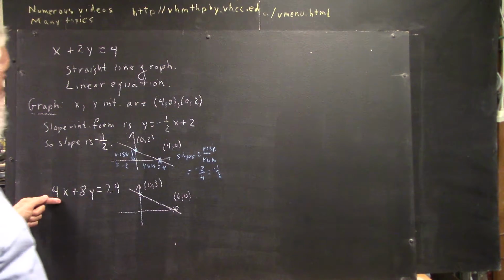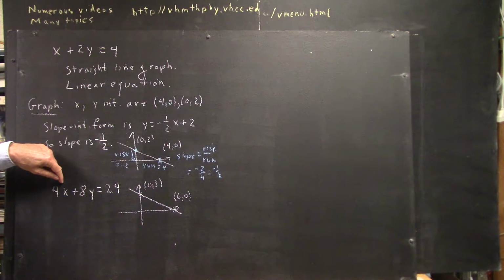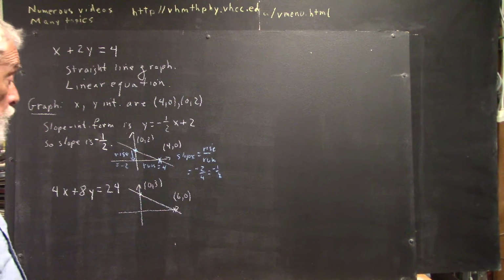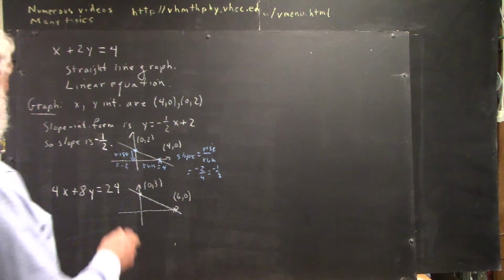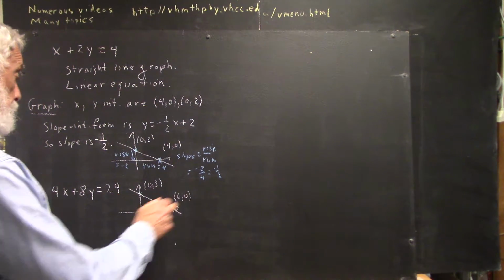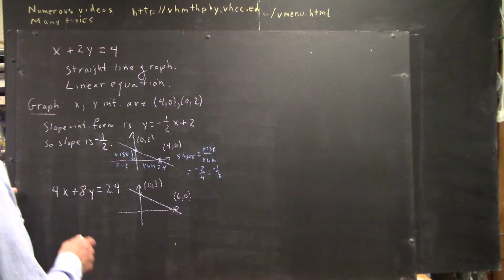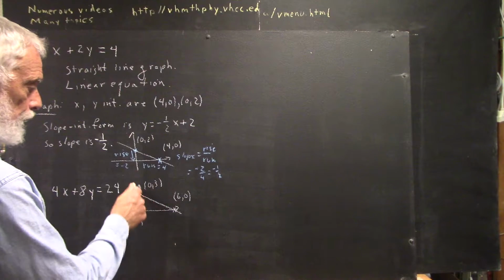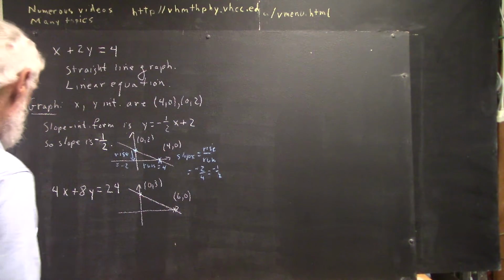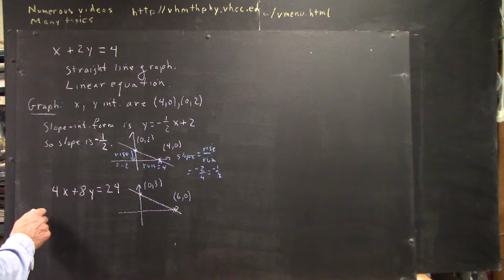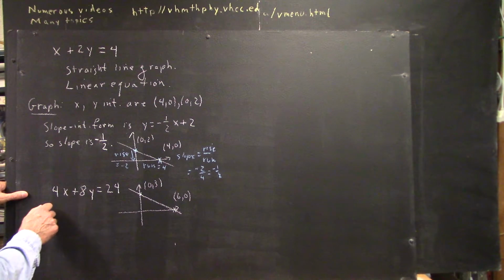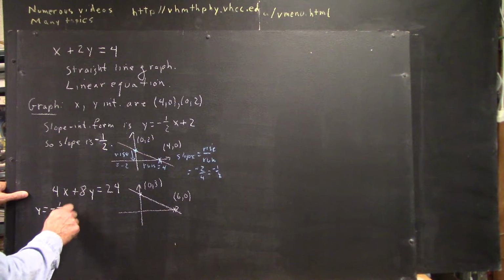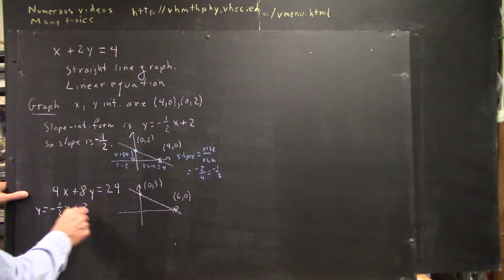Okay, well, we can do the same thing for the equation 4x plus 8y equals 24, and we find that the y-intercept is at (0, 3), the x-intercept at (6, 0). Slope is going to be what? Rise is negative 3, run is 6, negative 3 over 6 is negative 1/2. And of course we could get the slope also by solving this for y, we get y equals negative 1/2 x plus 3.